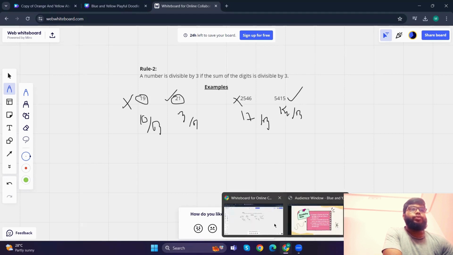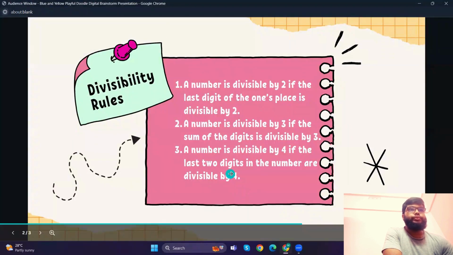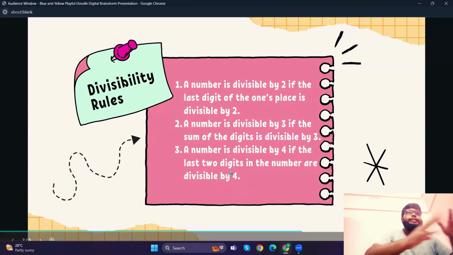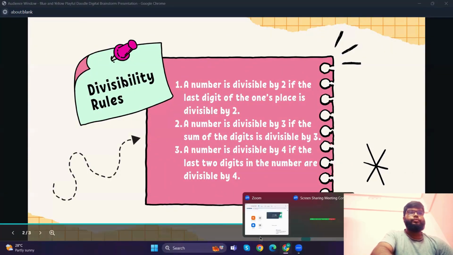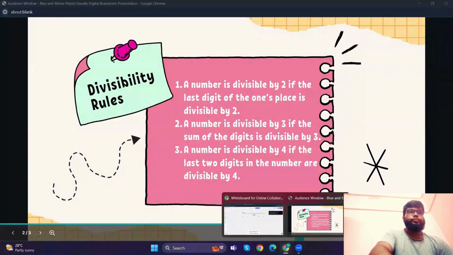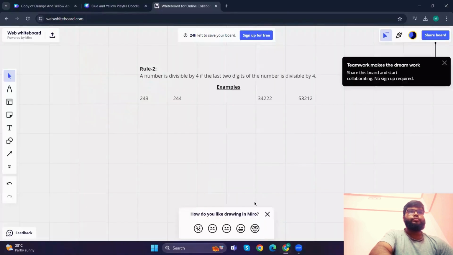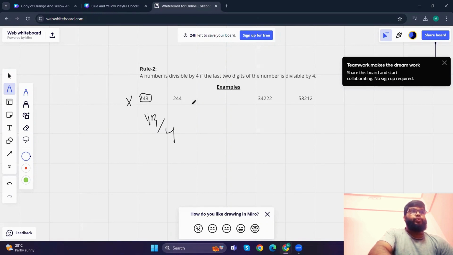Now let's talk about the next rule. A number is divisible by 4 if the last two digits in the number are divisible by 4. So let's look at the first number 243. Last two digits are 43. 43 is not divisible by 4, so the number won't be divided by 4. Can't be divided by 4.